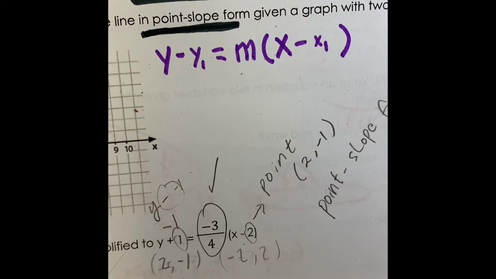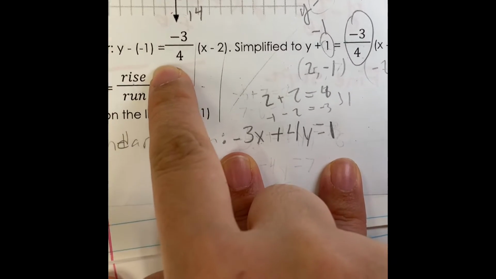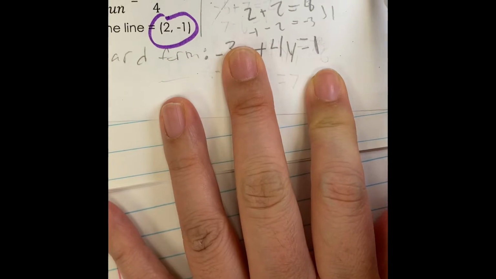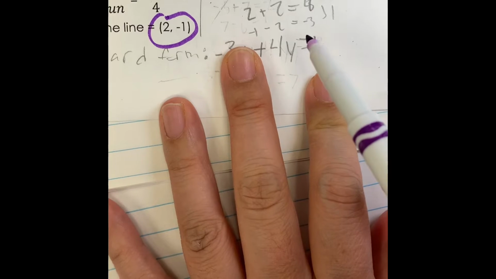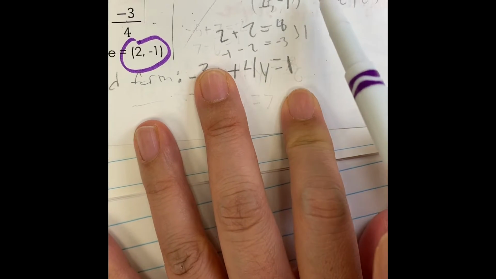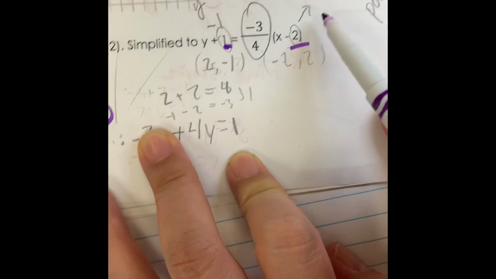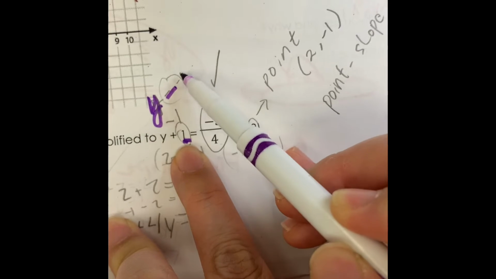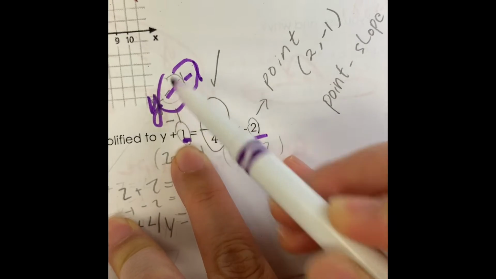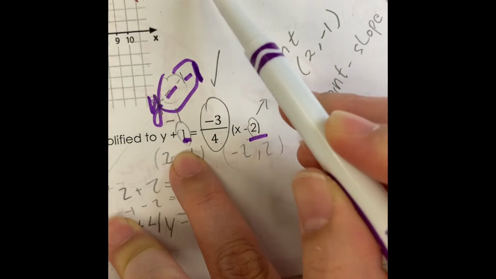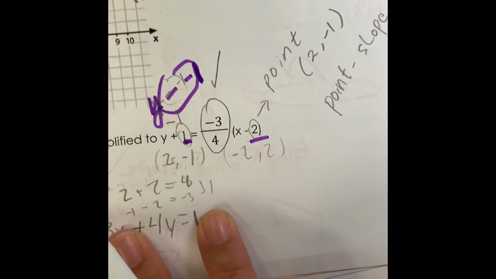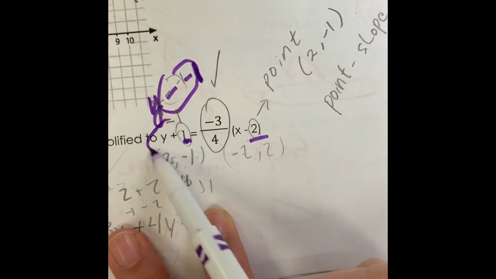Okay, so they already gave us the hint. They said we're going to use the point (2, -1), right? And then we already talked about this one: x1 is 2, and y minus -1 becomes y plus 1. So y1 will be -1 and x1 is 2. So we have (2, -1). Okay, so you have this equation.